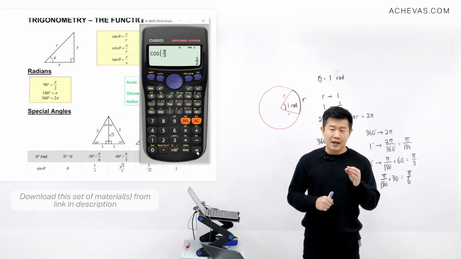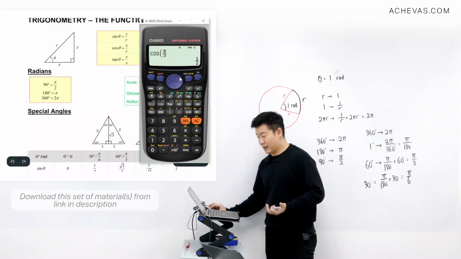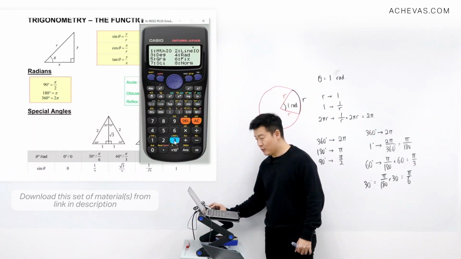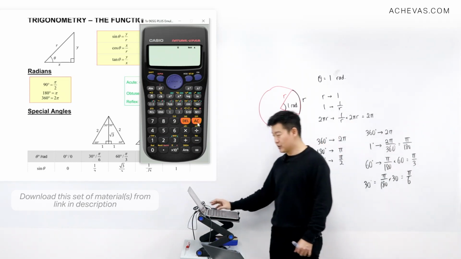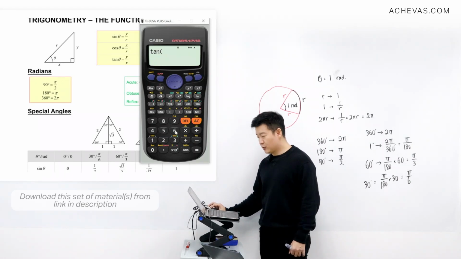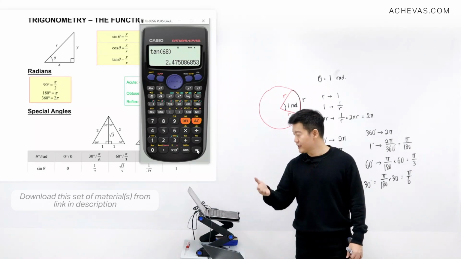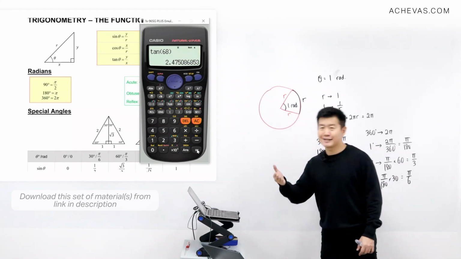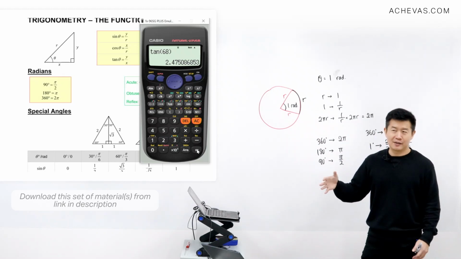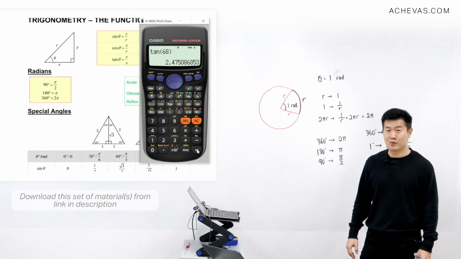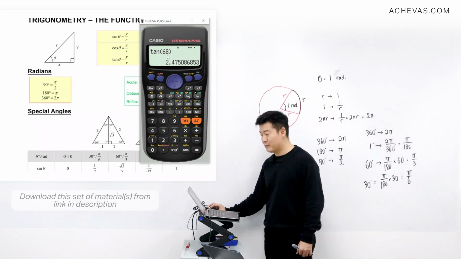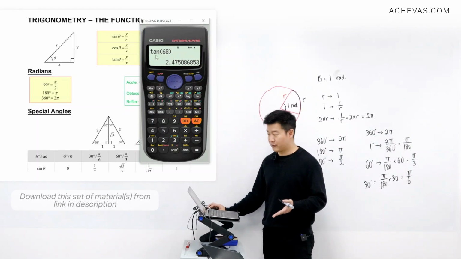Let me just change this back to degrees first, okay? If we were to be pressing cosine, sine, tangent of angles, for example, let's say we try tangent of 68 degrees, I'm in degrees, I will get this number, 2.4750868853, and so on. These are probably irrational numbers, and it is very common for us to see irrational numbers when we input different angles into the trigonometric functions.